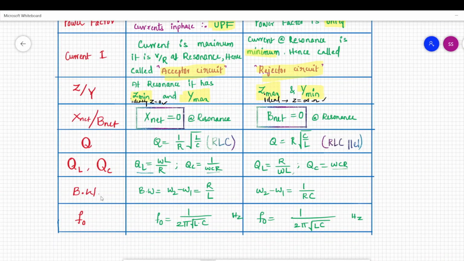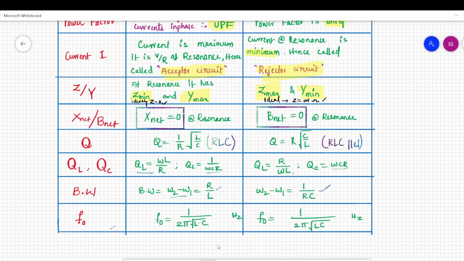Okay, now let us talk about bandwidth. Bandwidth is the difference between two cutoff frequencies. For series RLC it is R by L, for parallel RLC it is 1 by RC. And talking about resonance frequency, it is the same for both series and parallel RLC circuits.